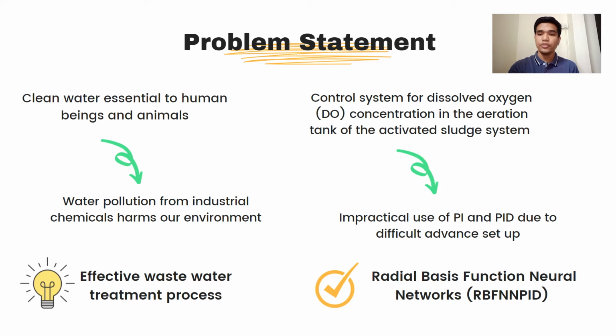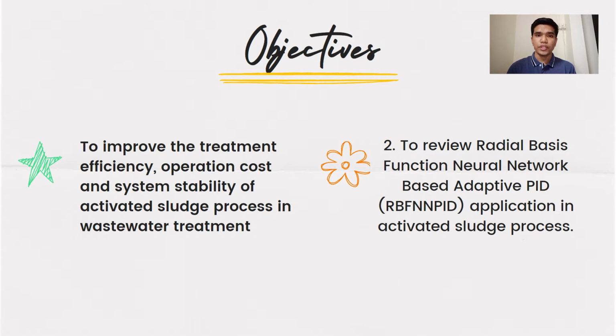Next, the impractical use of PI and PID for the dissolved oxygen concentration in the activated sludge system has led us to the application of the radial basis function neural network PID. Here are the two objectives of our project. The first one is to improve the treatment efficiency, operation cost, and system stability of the activated sludge process in wastewater treatment. The second one is to review the radial basis function neural network based adaptive PID (RBFNNPID) application in the activated sludge process.